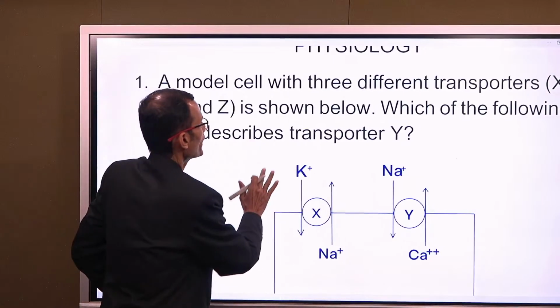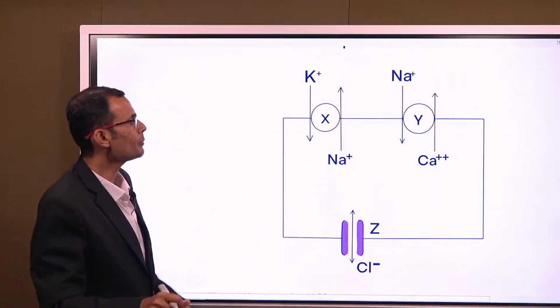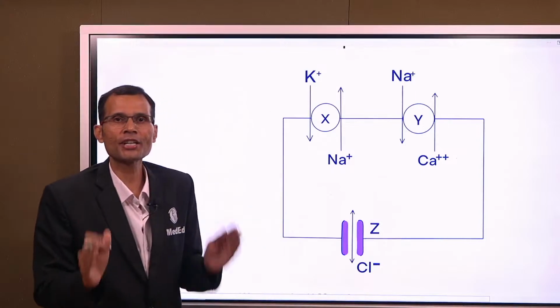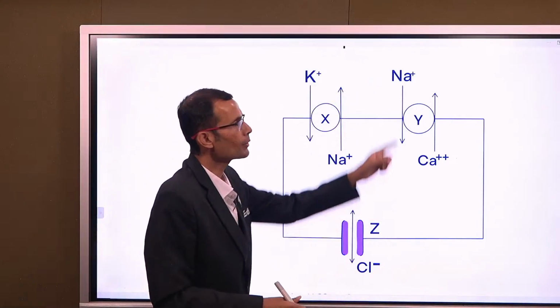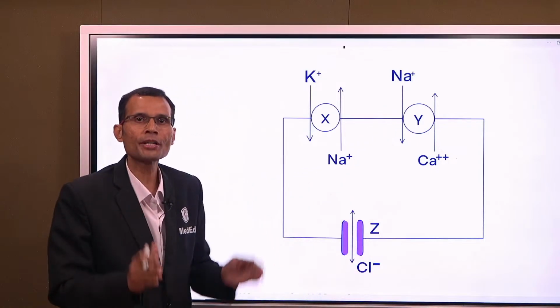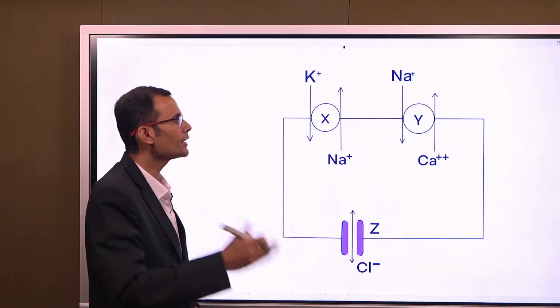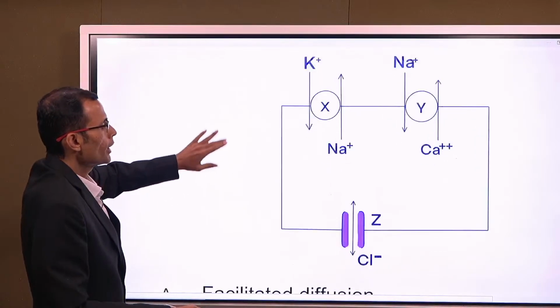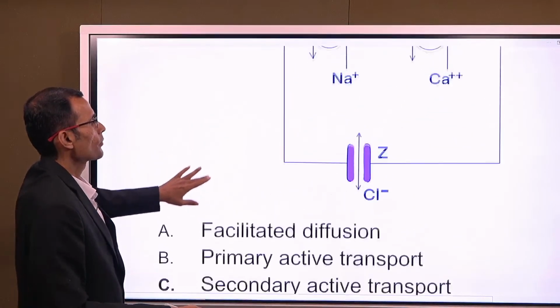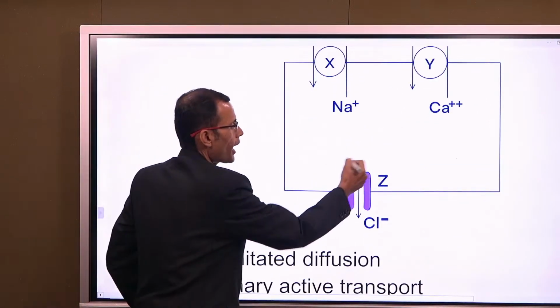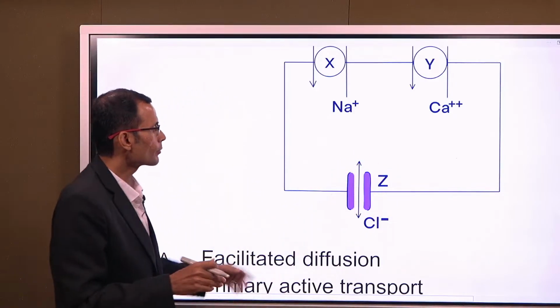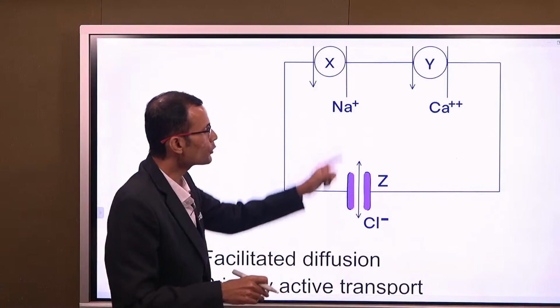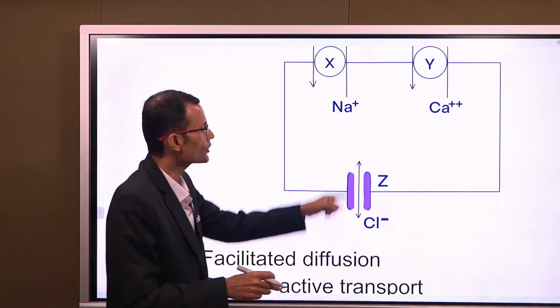Second one is the sodium calcium exchanger. You can see here that sodium is coming in and calcium is going out. This is the sodium calcium exchanger seen in the myocardial cell. And this one, actually, this one was asked as what transporter is it? Chloride is diffusing or moving through this channel.